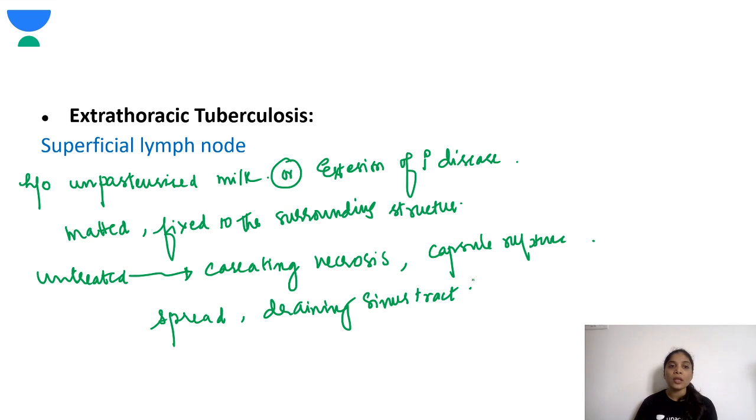Okay, so remember this, you should always know the history of consuming unpasteurized milk, or whether there was a primary disease, that could be the reason why the child is having an affected superficial lymph node. If this child is not treated, most of the time there is remission, but if not treated, it can lead to caseous necrosis. The lymph node capsule might rupture, it might spread to the adjacent nodes and to the overlying skin, and eventually there will be a draining sinus tract.